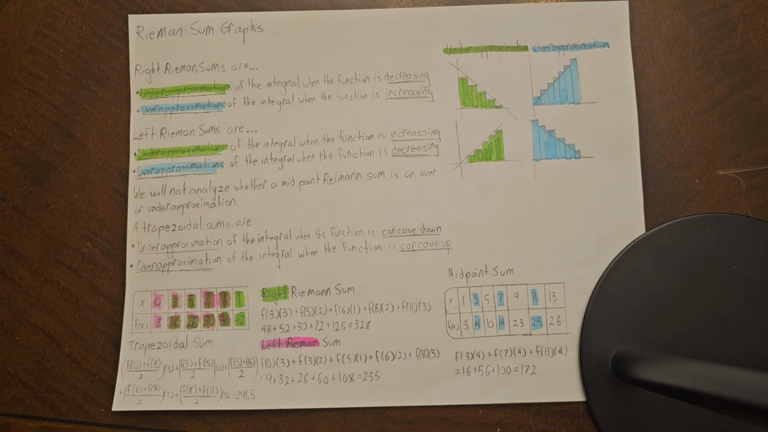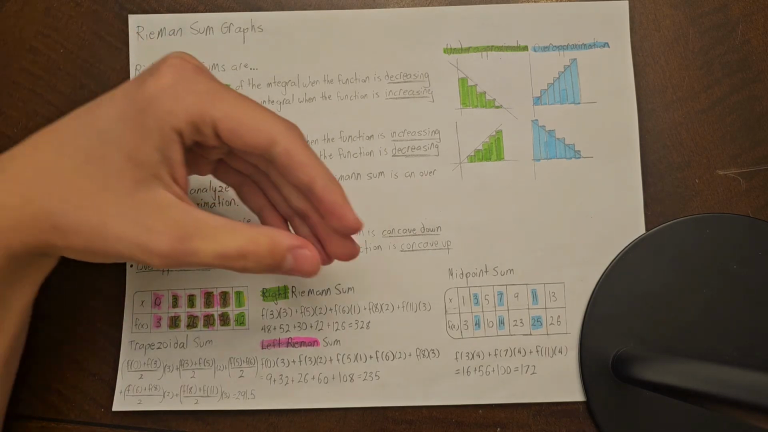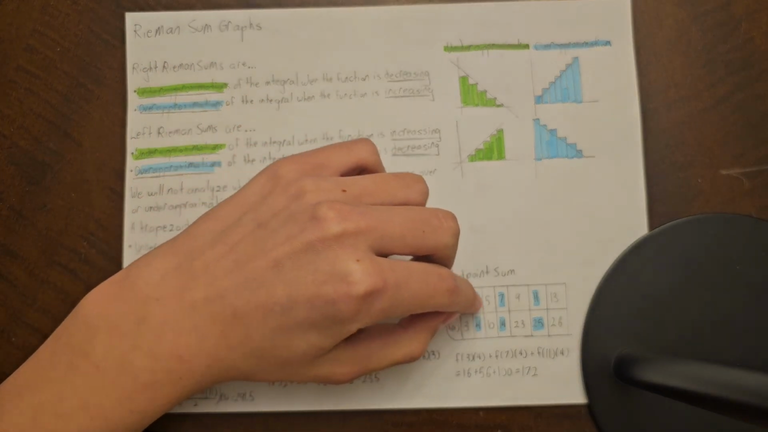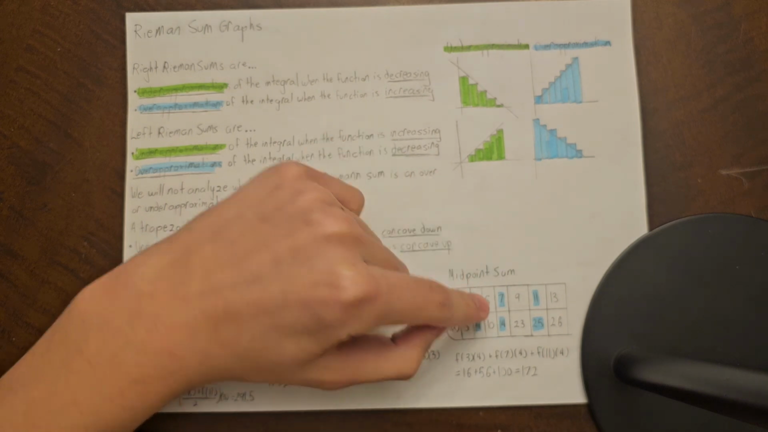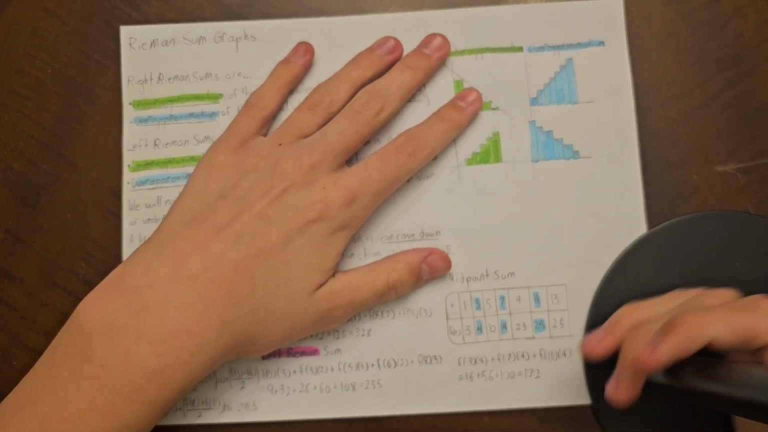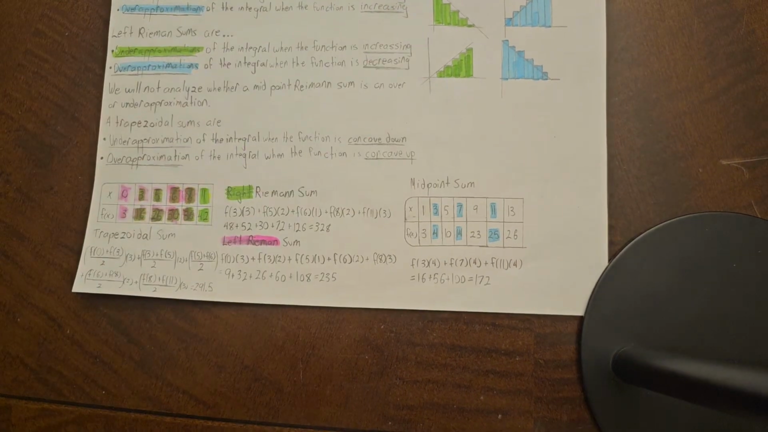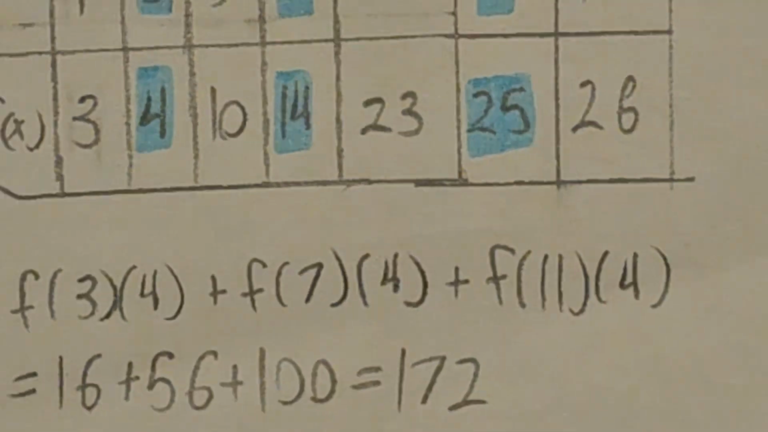Now, when you have things like midpoint Riemann sums, which is the thing I was going over just a second ago, you're really just going for the ones in the middle. So every other one is the one you're including. So let's take a closer look right here.